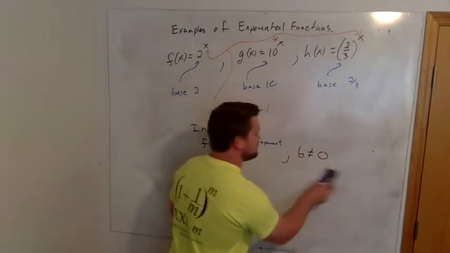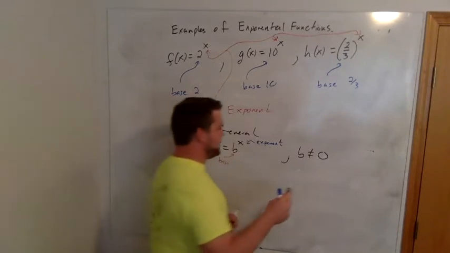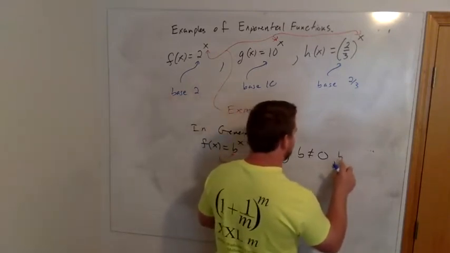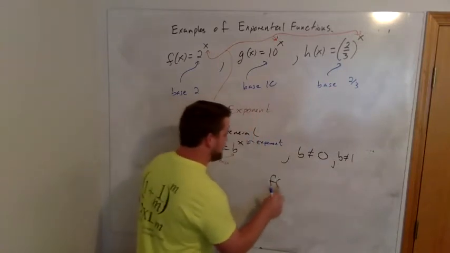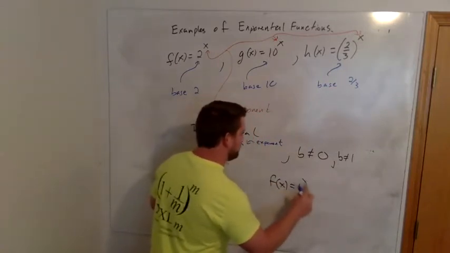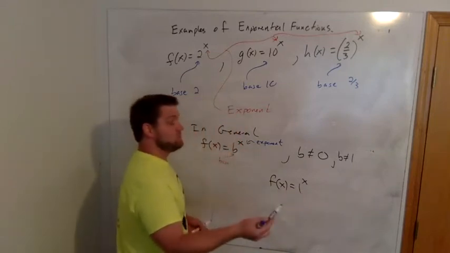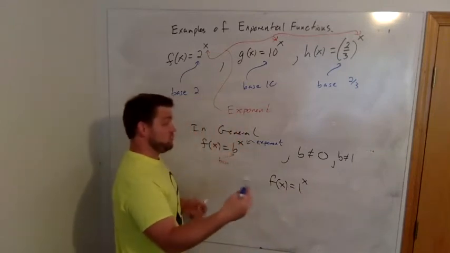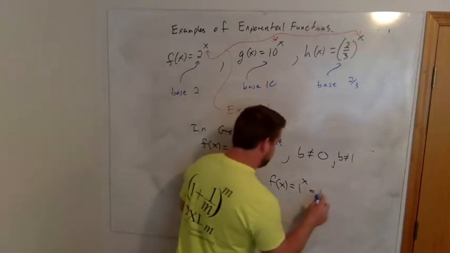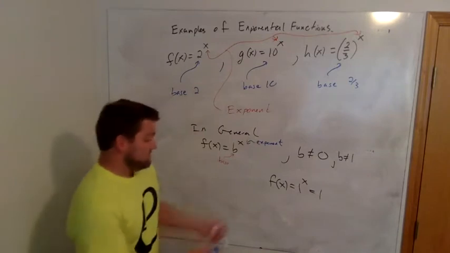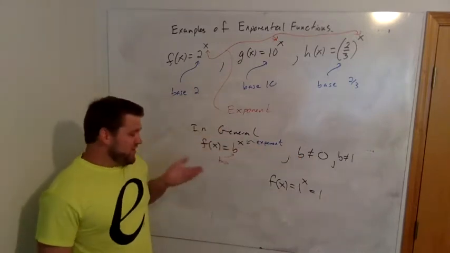Okay, how about something else? What else would be a super yawn fest? Well, what if b was 1? That would be a super yawn fest too. If b was 1, then f of x would be equal to 1 to the x, but 1 raised to any power, 1 cubed, 1 times 1 times 1 is 1. 1 times itself any number of times is still just 1. This would be 1. Again, this is just a horizontal line, y equals 1. This is a yawn fest.